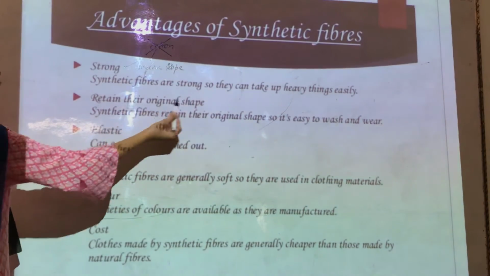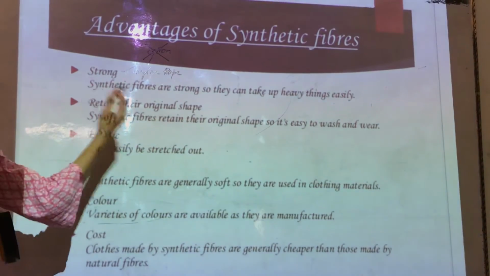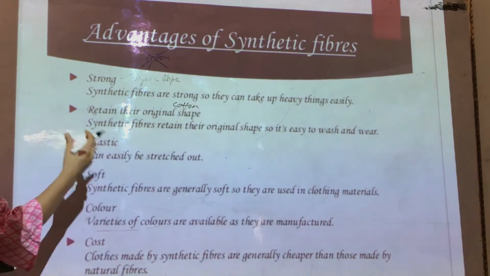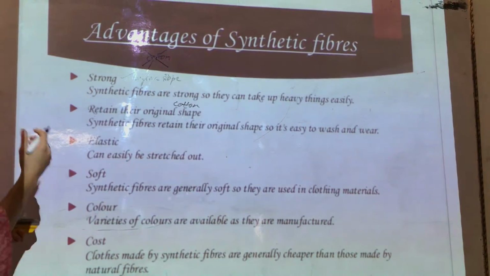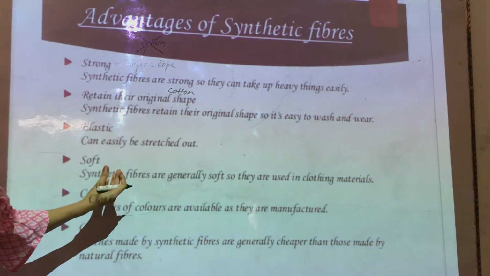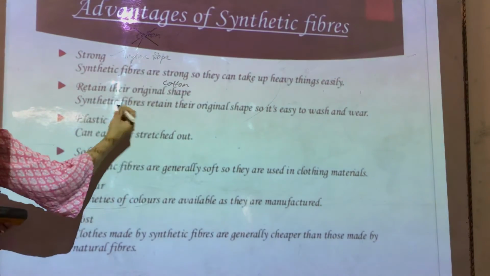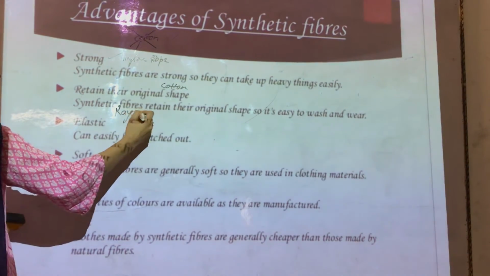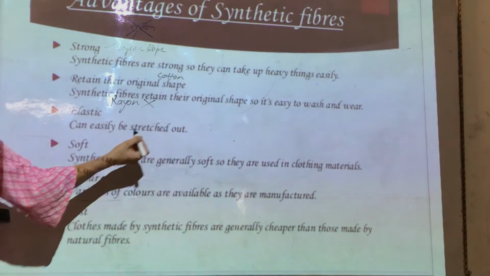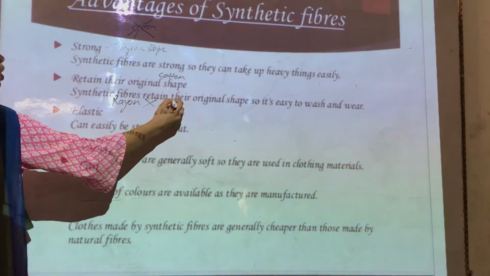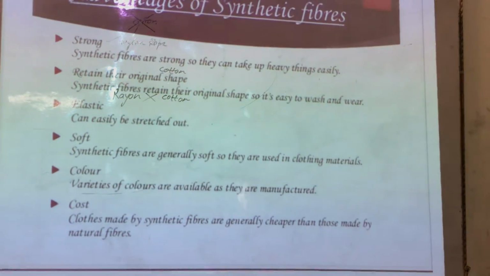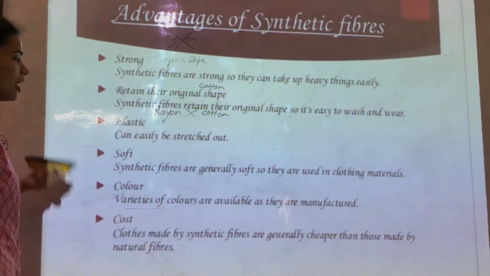Next, they retain their original shape. Suppose you have a cotton t-shirt and you wash it. It will get full of wrinkles, so you need to iron it to make it wrinkle free. So it can't retain its original shape, whereas you don't need to iron rayon cloth. If you have a rayon dupatta or rayon sari, you don't need to iron it. Ask your mother how much maintenance is required when she has a cotton sari, whereas rayon doesn't require any ironing.